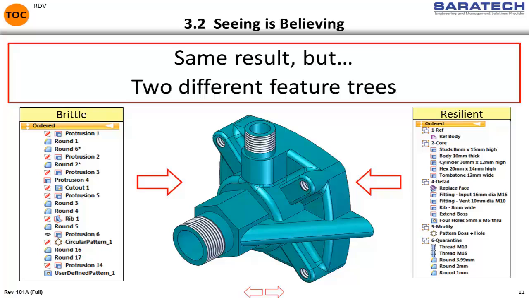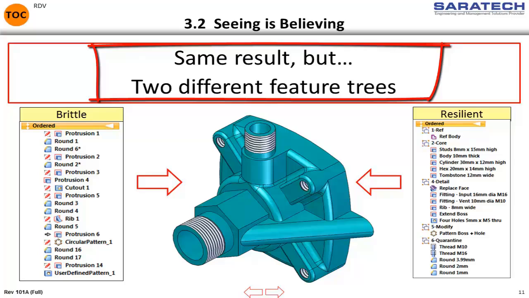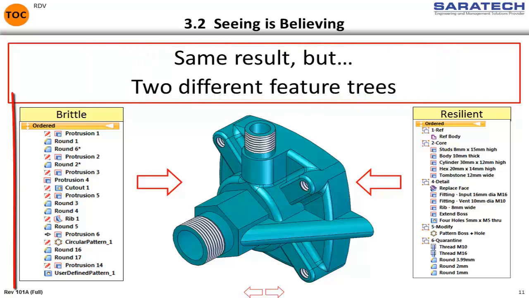Before we begin discussing exactly how to use this strategy, let's take a moment to compare a traditionally constructed model with one using a resilient feature tree. The resulting models look identical, but only one is editable. While watching a replay of how the model using the feature tree on the left was constructed, imagine how you might approach this problem.